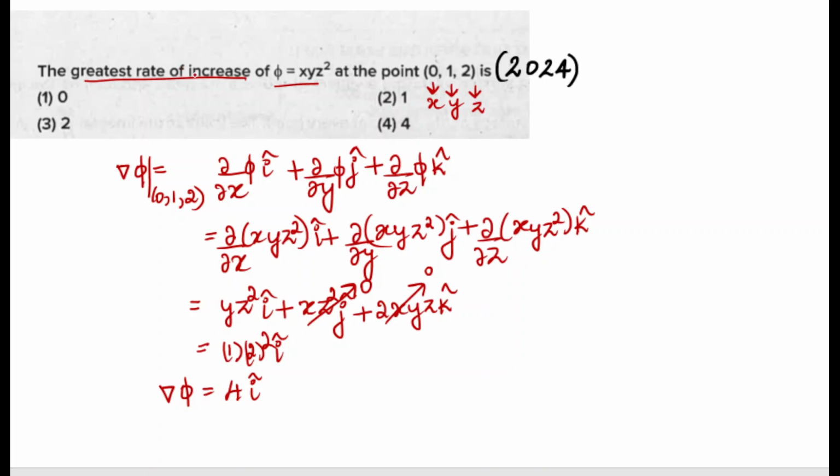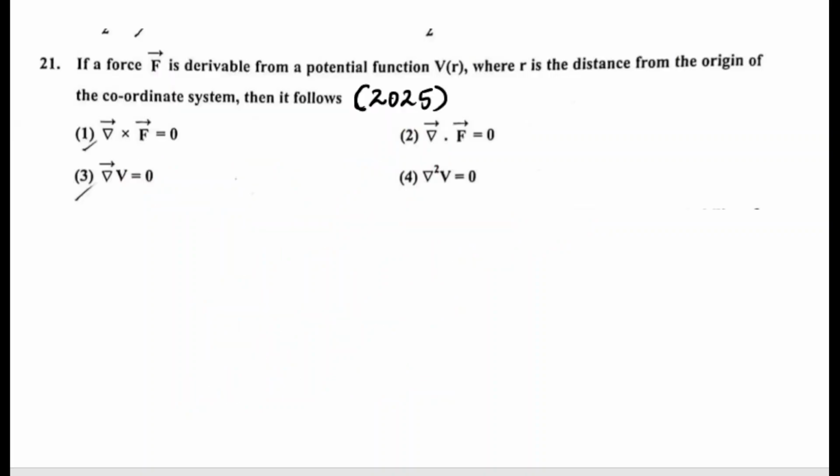The greatest rate of increase of phi means the magnitude of this gradient of phi, that will give you the greatest rate of increase. The magnitude of gradient of phi is 4 square, 4 square is again 4. So option 4, that is 4, is the right option. Let us proceed to the next question. The next question, this was asked in 2025.